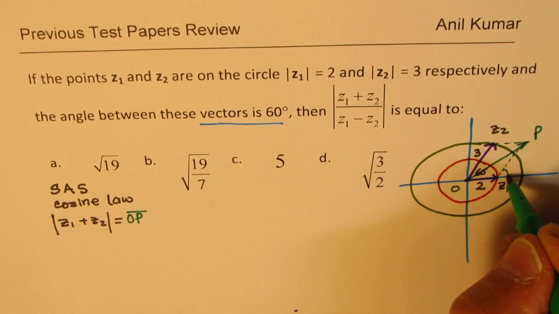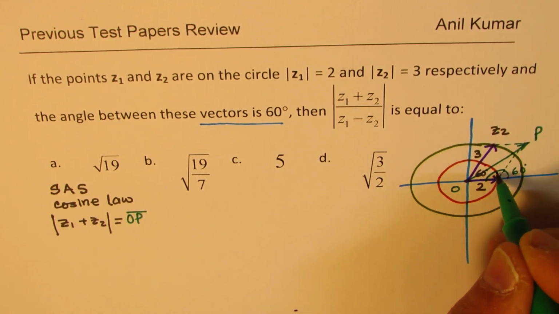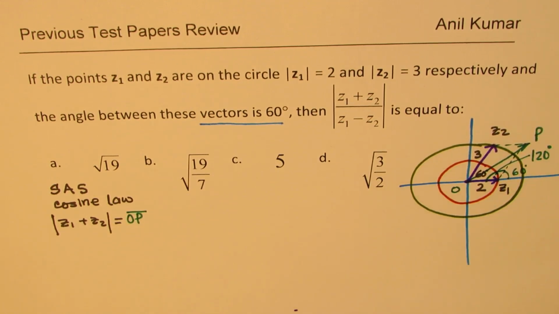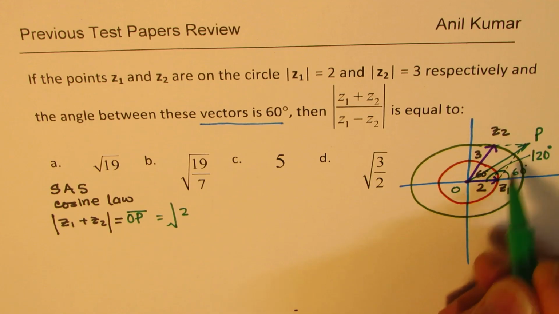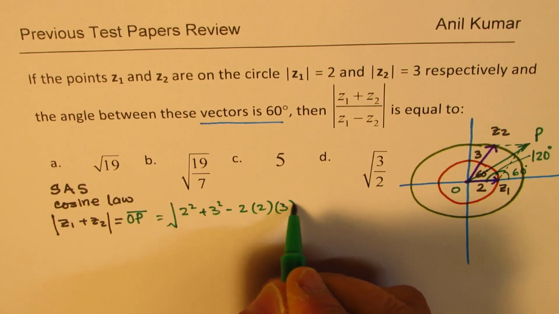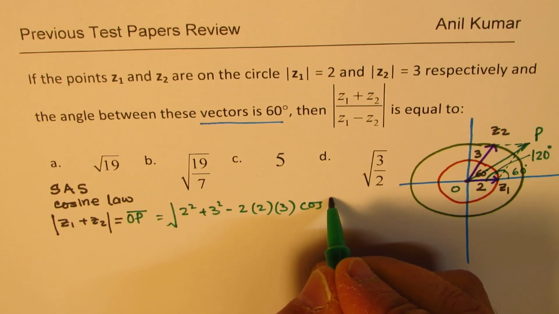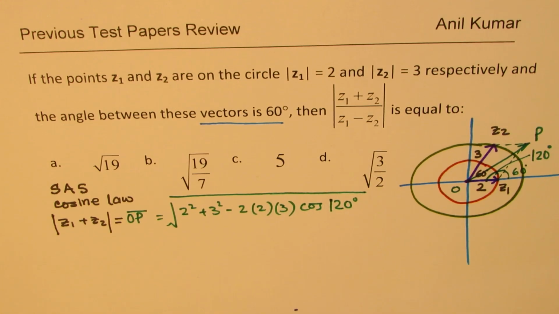Now in this case, outside angle is 60 degrees. The angle inside is how much? This angle will be 120 degrees, correct? 180 minus 60. That is kind of important to understand. And so we could get this answer as squares of these two, this is 2 square plus 3 square minus 2 times 3 times cos of angle between them. The angle is 120, not 60 degrees, correct? That is important to understand. So this is cosine law. So we got this value.